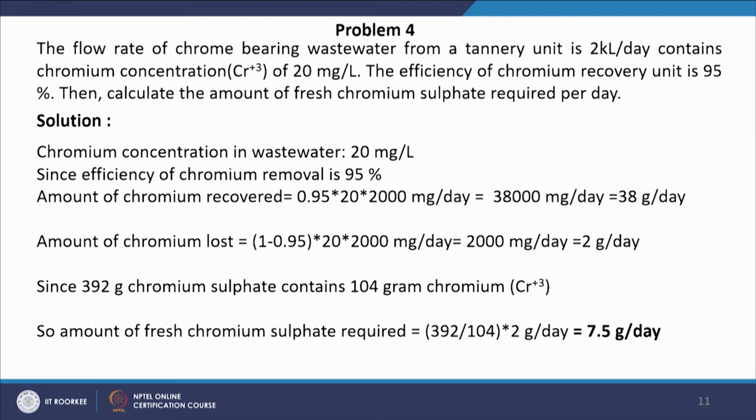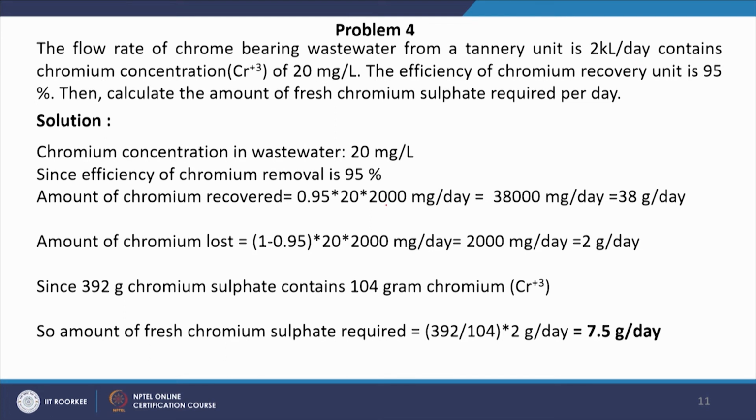So, chromium concentration in the wastewater is 20 mg per liter, it is given, and efficiency of the chromium removal is 95%. So, amount of chromium recovered is 0.95 into 20 into 2000 mg per day, because 2 kiloliter per day is our flow rate.